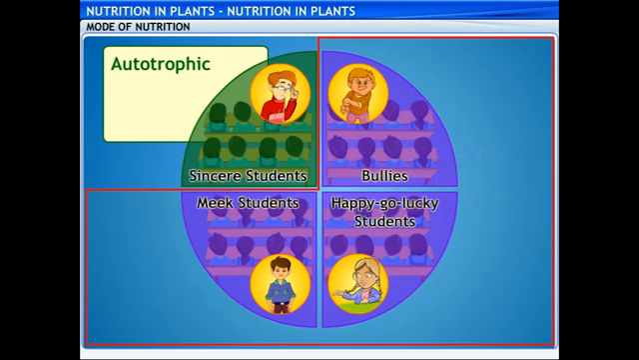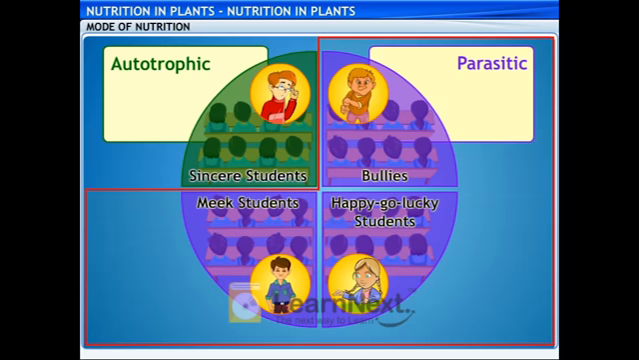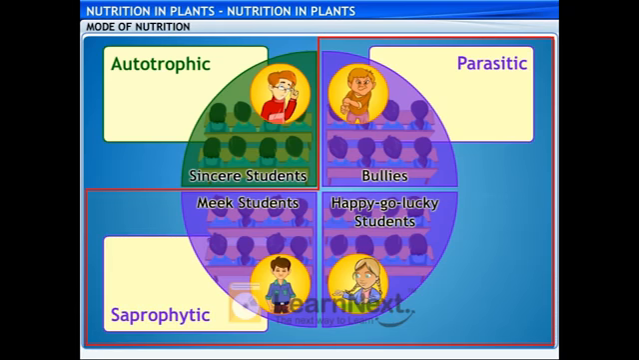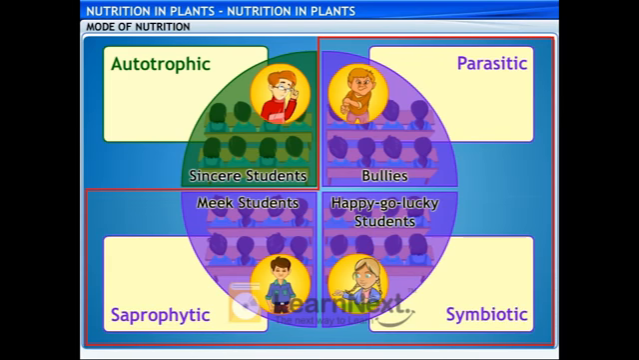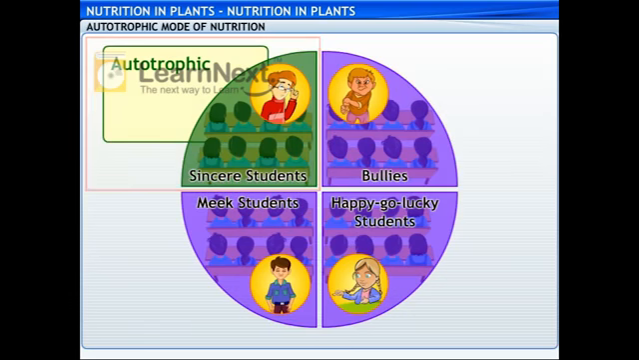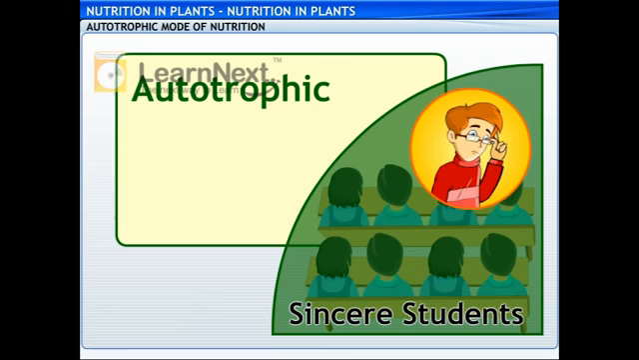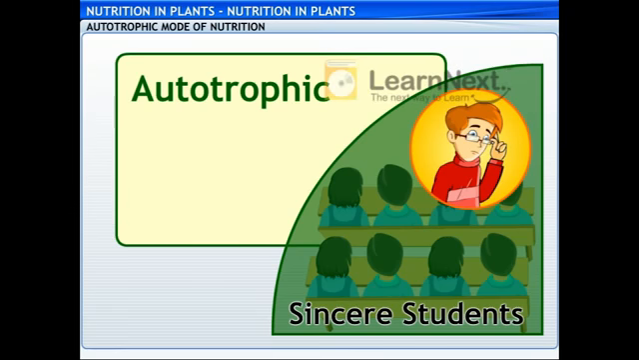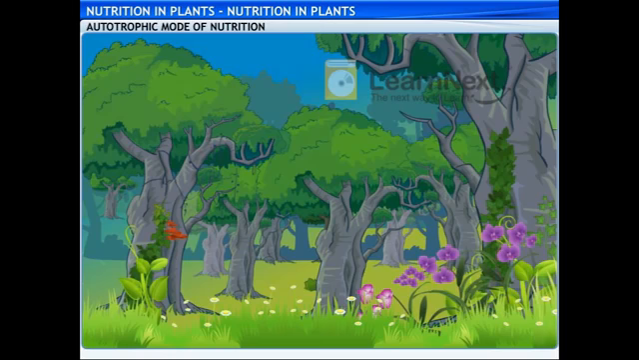These heterotrophic plants can be further divided into parasites, similar to bullies, saprophytes, similar to kids who copy from others, and symbiotic plants, similar to kids who get their homework done from others in exchange for favors. The first mode we refer to consisted of autotrophs or plants that prepare their own food. Most green plants fall under this group.